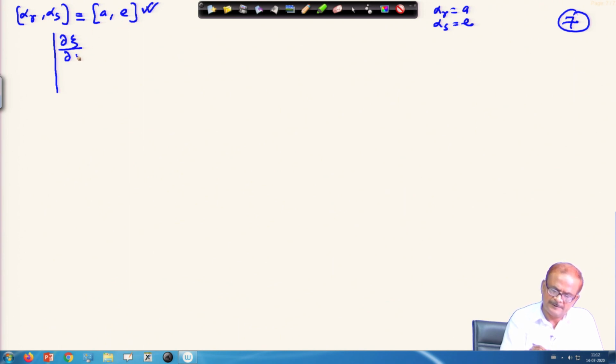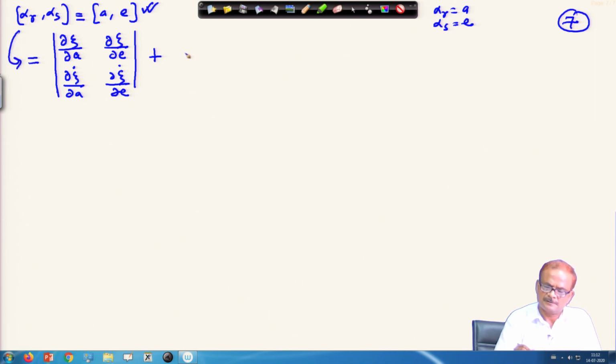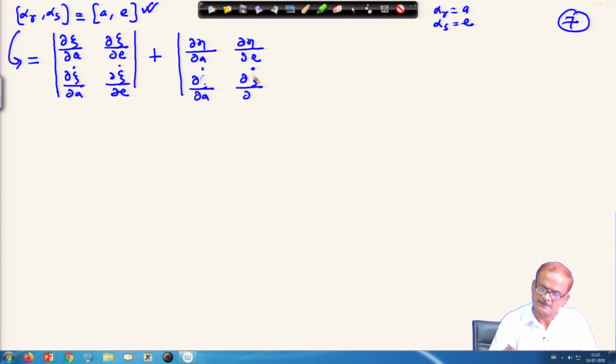So here the derivative becomes dou xi by dou A, dou xi by dou E, and then dou xi dot by dou A and dou xi dot by dou E. This we need to evaluate, and the other bracket: dou eta by dou A, dou eta by dou E, dou eta dot by dou A and dou eta dot by dou E. This is the quantity we have to find out. Each of them we need to evaluate.